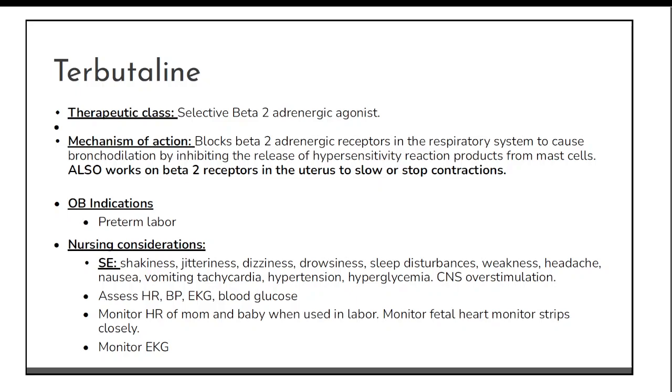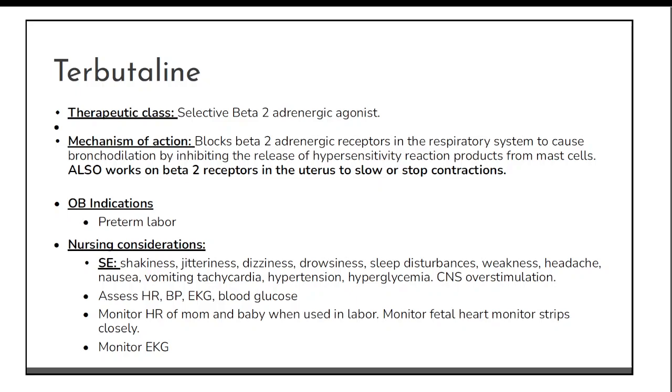Now, we do have some nursing considerations to discuss. All right, it can cause some shaky jitteriness. They might get a little dizzy. And remember, with it causing that bronchodilation, we're going to have some vasodilation. That can cause the mother to feel a little bit drowsy or weak. She might get a headache. And it can also cause the blood pressure and blood glucose levels to go up. So hypertension and hyperglycemia are both important nursing considerations for terbutaline.